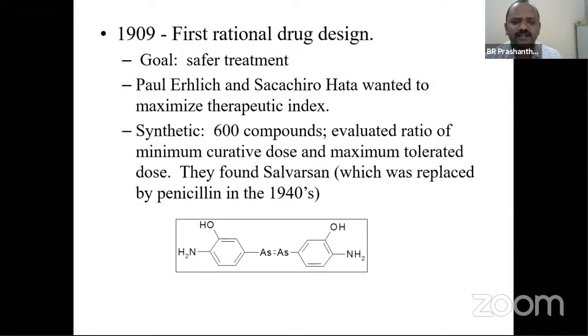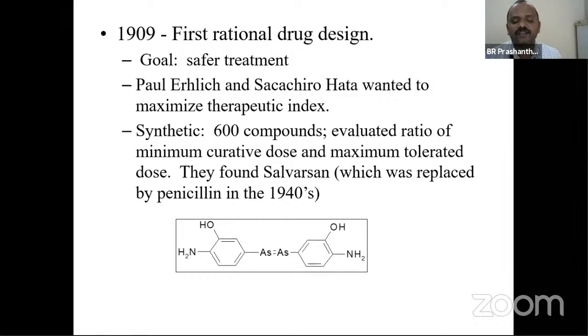Here two scientists come forward, Paul Ehrlich and Sahachiro Hata. They came forward to maximize the therapeutic index. As we all know, what is the therapeutic index? The amount which causes the effect relative to the amount which causes toxicity. That needs to be enhanced in the form of a therapeutic index.